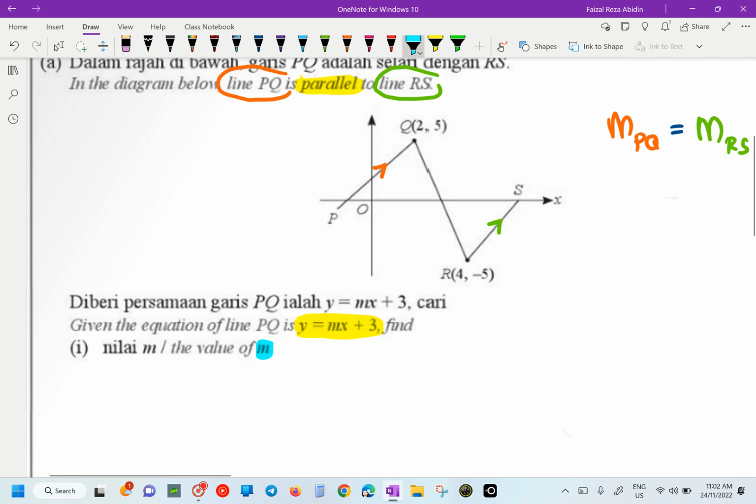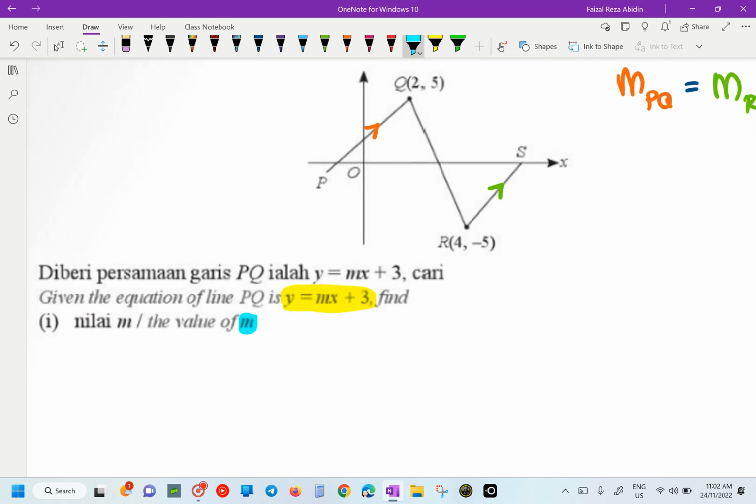If you look at our diagram, we have coordinate Q. What does it mean by coordinate Q? It lies on our straight line, so it is going to satisfy our equation of straight line. That means I'm going to use (2, 5), where this is x and this is y. We're going to substitute into our equation.